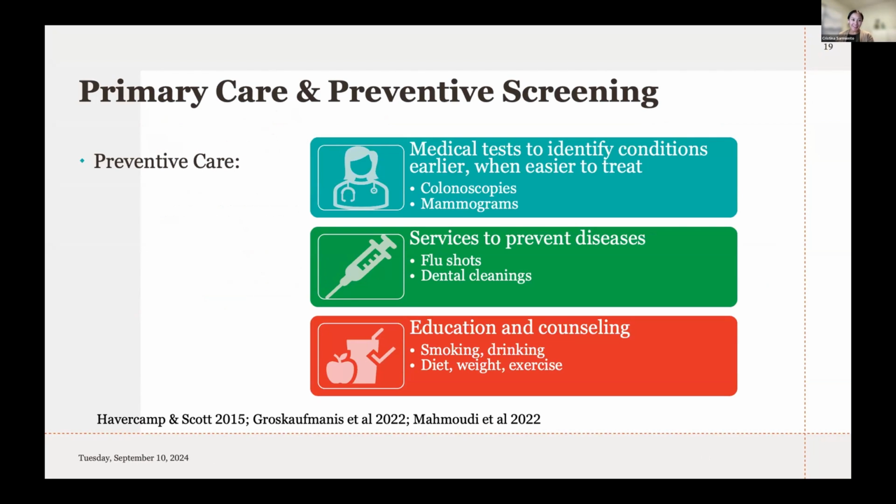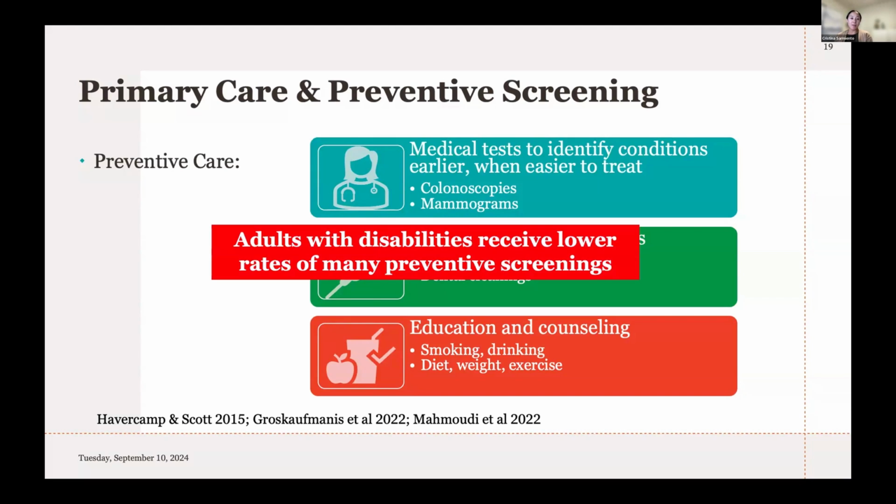And so what is included in this preventive care? This includes things like medical tests that help to identify conditions earlier when they're easier to treat, things like colonoscopies and mammograms. It also includes services to prevent diseases like flu shots and dental cleanings. And preventive care also includes education and counseling on things like smoking, drinking, diet, weight, and exercise. However, prior research has shown that many adults with disabilities receive lower rates of many of these preventive screenings, despite having higher risk of many of the chronic conditions.